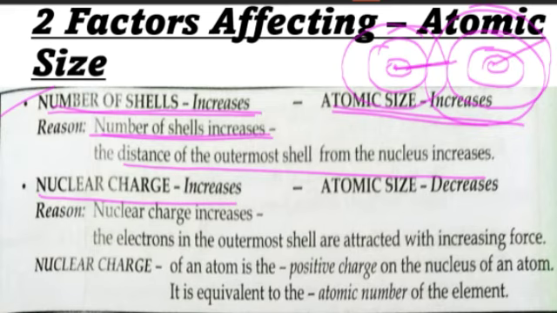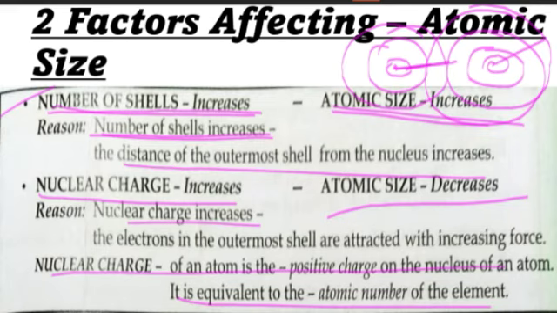Nuclear charge increases, atomic size decreases. Now, what does nuclear charge mean? Nuclear charge of an atom is the positive charge on the nucleus of an atom. It is equivalent to the atomic number of the element.